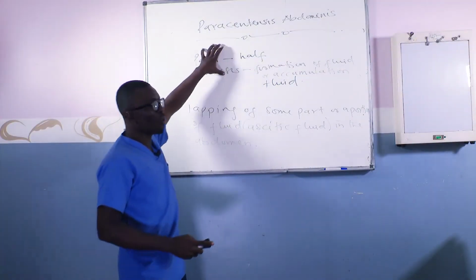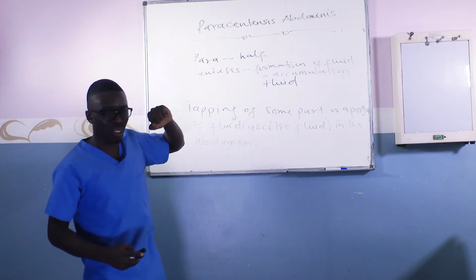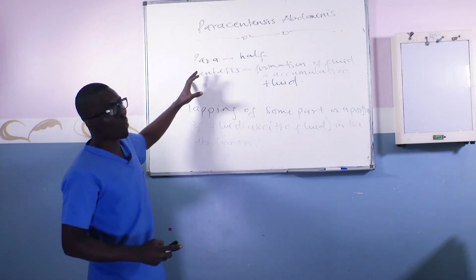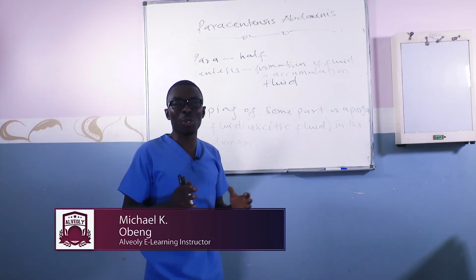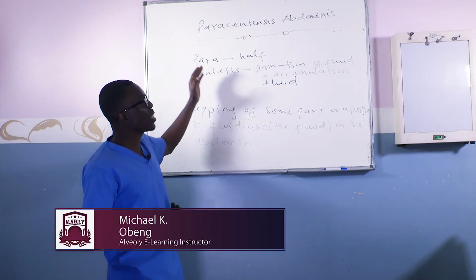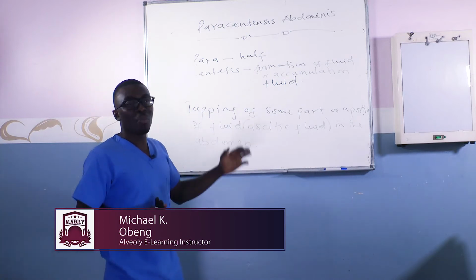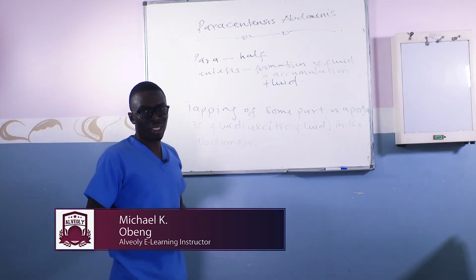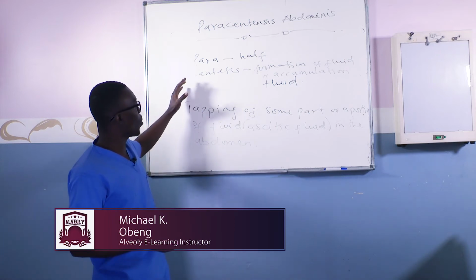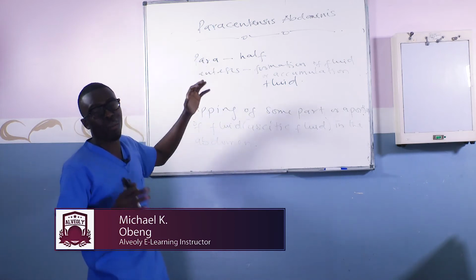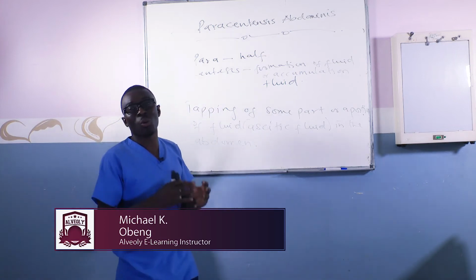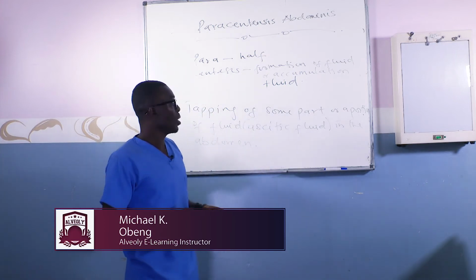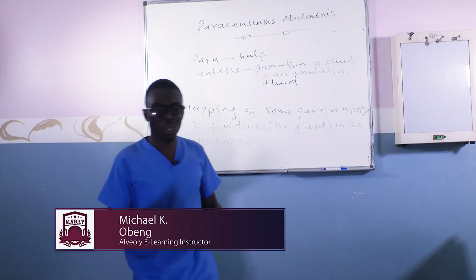So what usually occurs is that in paracentesis abdominis, you are not tapping all the fluid because that amount of fluid there is part of what? The total component of fluid in the body. So if you try to take everything out, the patient might go into hypotension. So to prevent that, you tap just a portion or a small amount, depending on the amount that the doctor wants to be tapped.